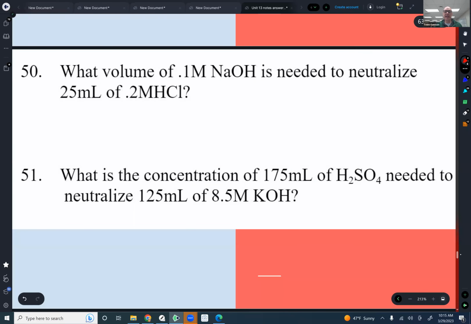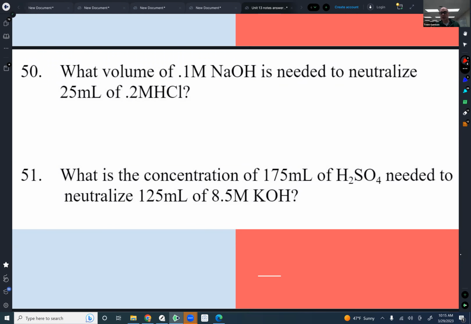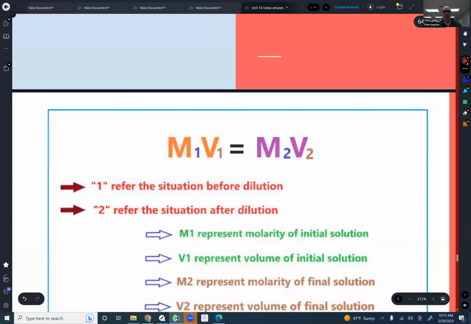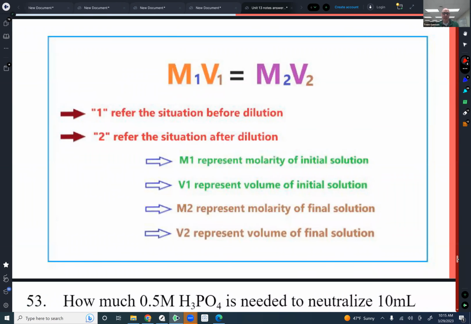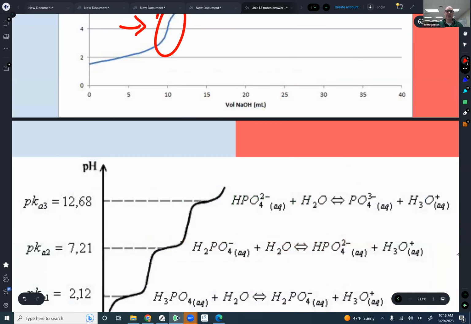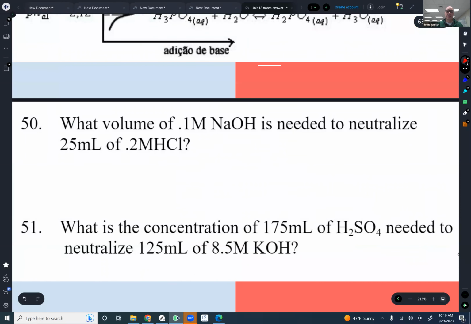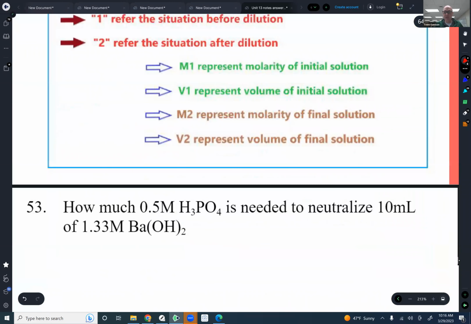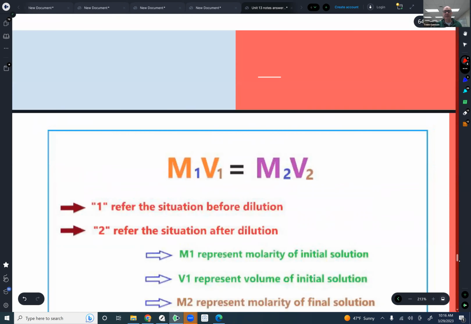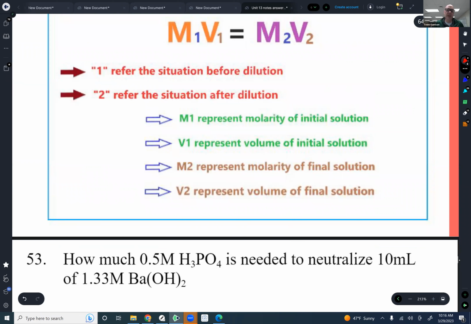All right, so let's go ahead and do some calculations with the titration curve, trying to solve for one of the unknowns. Let's see if we have any data here. No, we don't. So we need this formula right here. The formula that we are looking for is M1V1 equals M2V2.